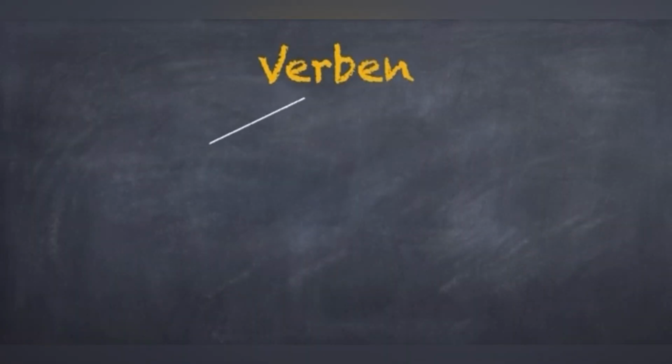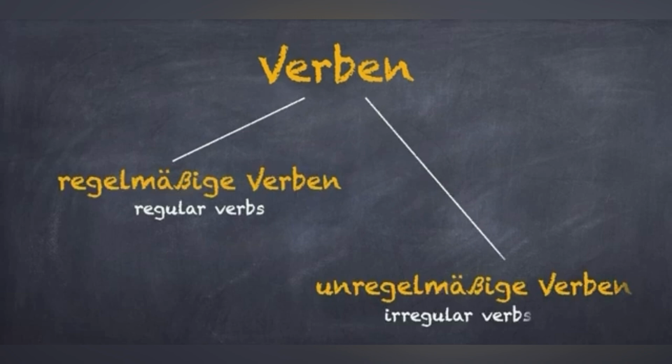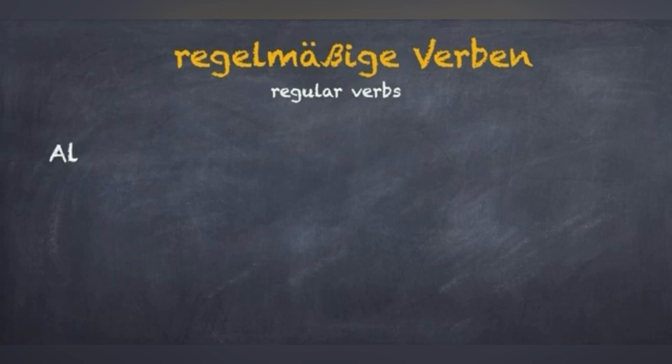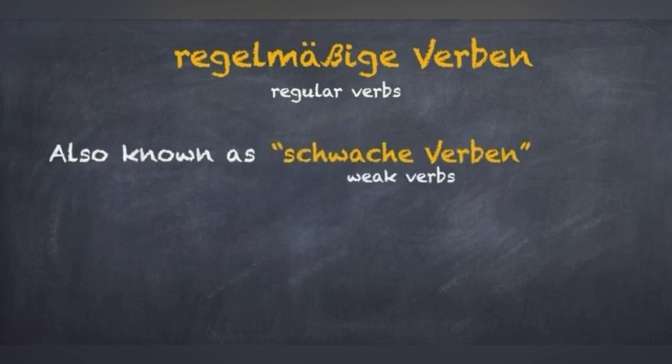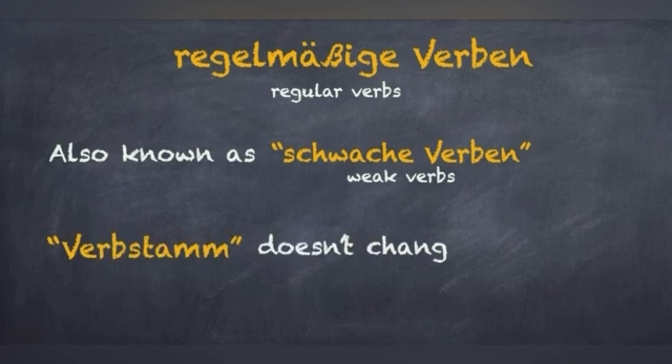Apart from these rules, you will also come across the fact that in German there are two basic types of verbs: regular verbs and irregular verbs. Regelmäßige Verben und unregelmäßige Verben. Now let's see what these verbs are. Regelmäßige Verben. These verbs are also known as schwache Verben. Here we just take the stem of the verb or the Verbstamm and add an ending to it according to the subject in the sentence. In these verbs, the stem of the verb doesn't change at all.